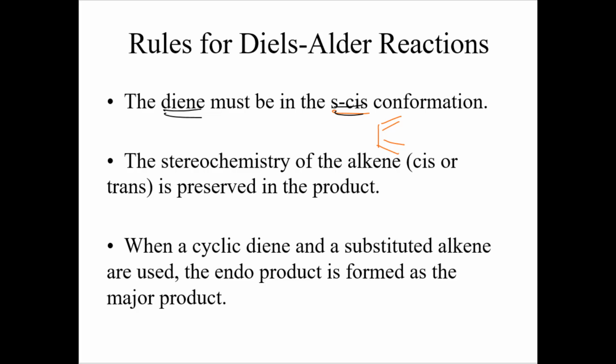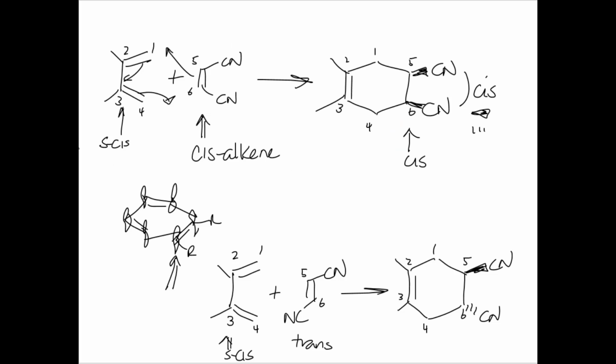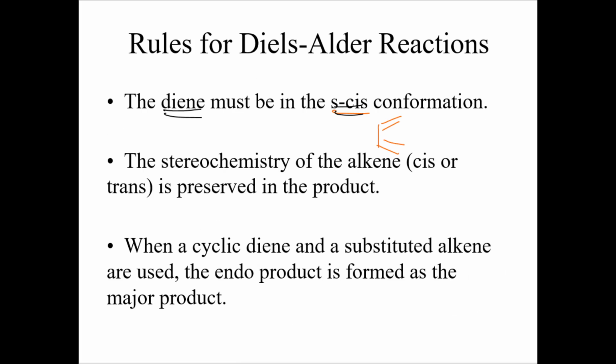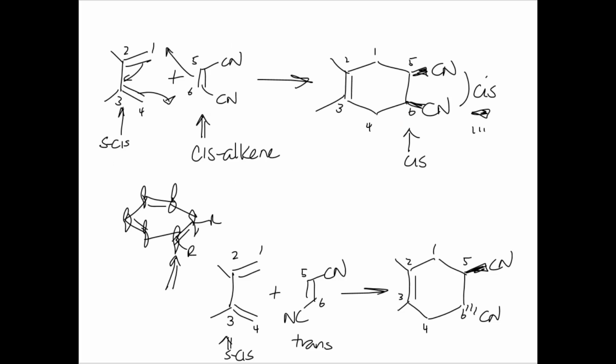Okay, in our last lecture video, we talked about Diels-Alder reactions, where we take a diene and react with an alkene and end up forming a cyclohexene. And we talked about two of the three rules that we have to follow in writing the products of Diels-Alder reactions. The first is that the diene had to be in the cis conformation, which means that the diene had to look like this in this conformation.